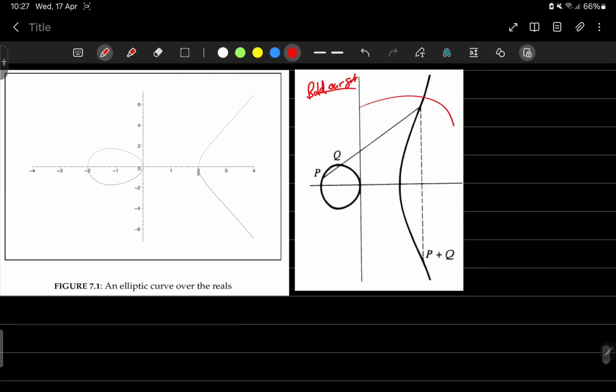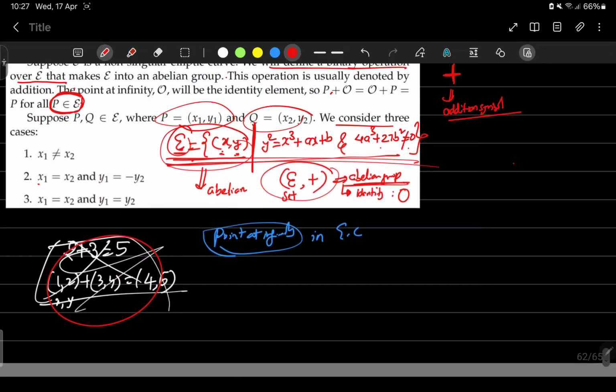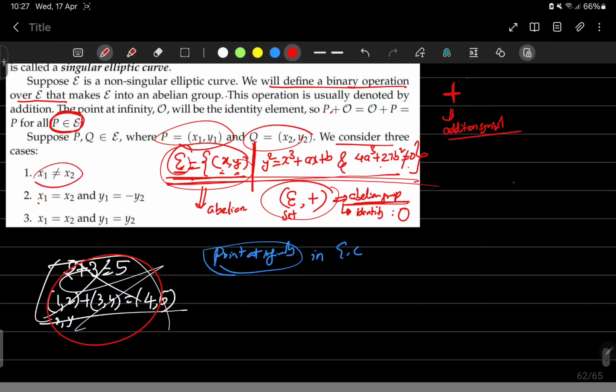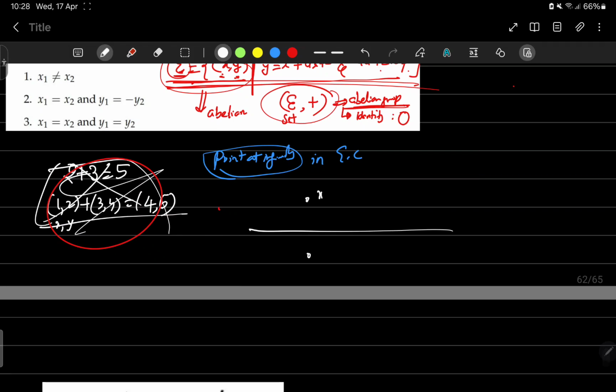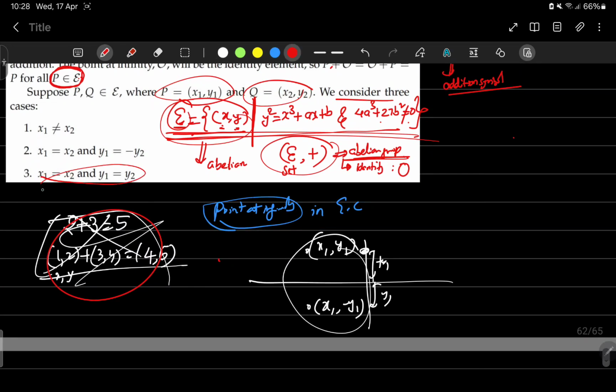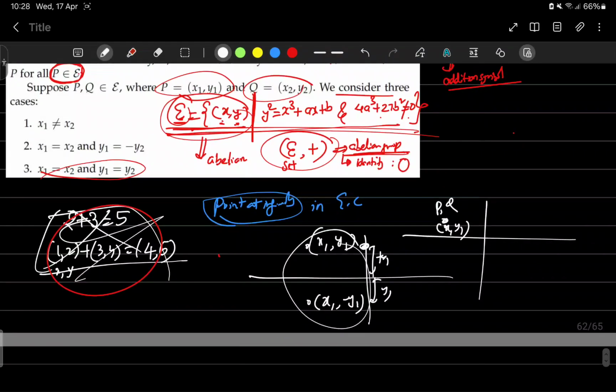According to the curve equation, this is our graph. Happy? So we are considering three cases: when the x coordinate is not equal, when the x coordinate is equal but it is a mirror, meaning y1 equals minus y2. Basically it is a reflection across the x-axis, x1 y1 and x1 minus y1. Then that is our second case. What is the third case? Colliding, like this point itself, x1 y1. Happy? Okay, let's go to next.